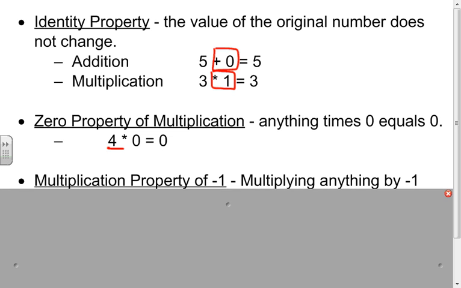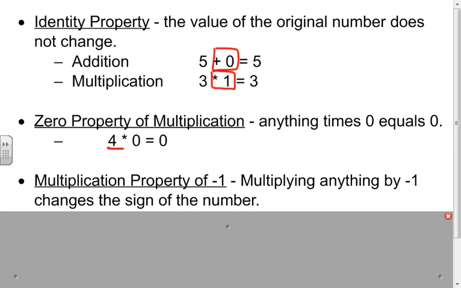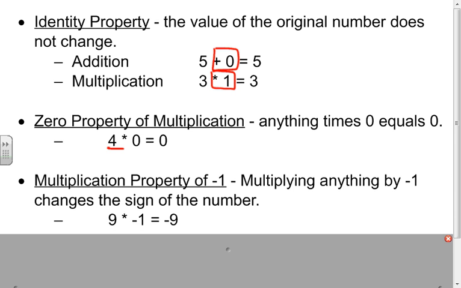There's also the multiplication property of -1, which means if I multiply anything by a -1, what I'm really doing is changing the sign of the number. So if I start with 9 and I multiply it by -1, I get -9. Multiplying by -1 just changes the sign. Let's look at how to actually use these properties.